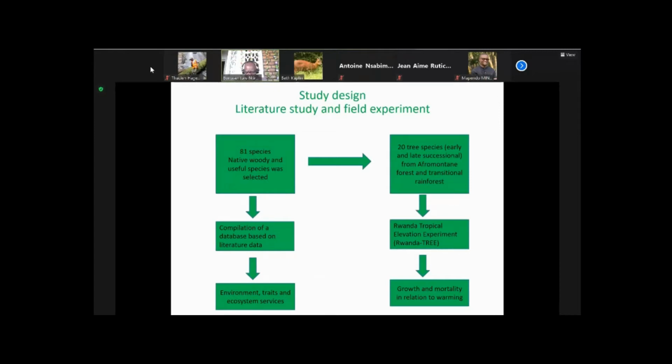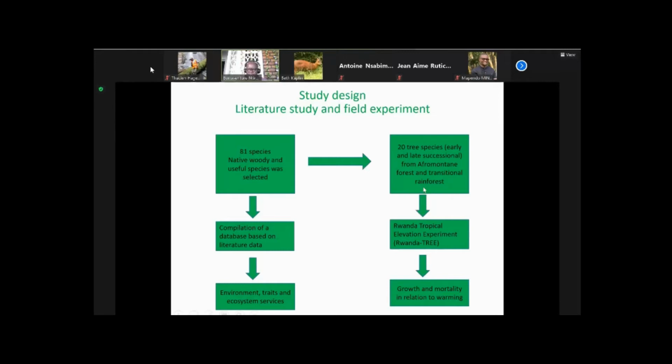As a method, we have two kinds of methods. The one is the literature, and another one is the experiment. Based on the literature, we selected 81 woody and useful native species, and from those literatures, we compiled a database based on the literature data, and this database included the environment, traits, and ecosystem services.